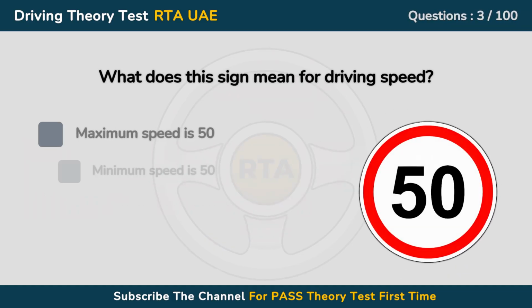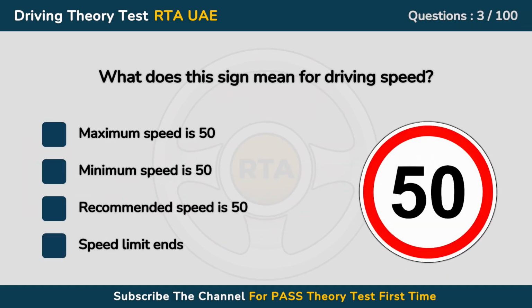Question 3. What does the sign mean for driving speed? A. Maximum speed is 50. B. Minimum speed is 50. C. Recommended speed is 50. D. Speed limit ends.